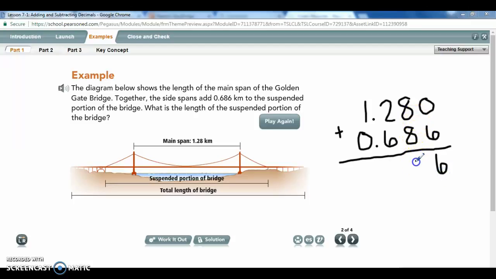8 plus 8 is 16. So I put my 6 here and I carry my 1. And then 1 plus 2 plus 6 is 9. Then again, I have my decimal points lined up and I just want to drop it down in my answer. And then 1 plus 0 is 1. So my final answer is 1.966 kilometers. And that is the length of the suspended portion of the bridge.